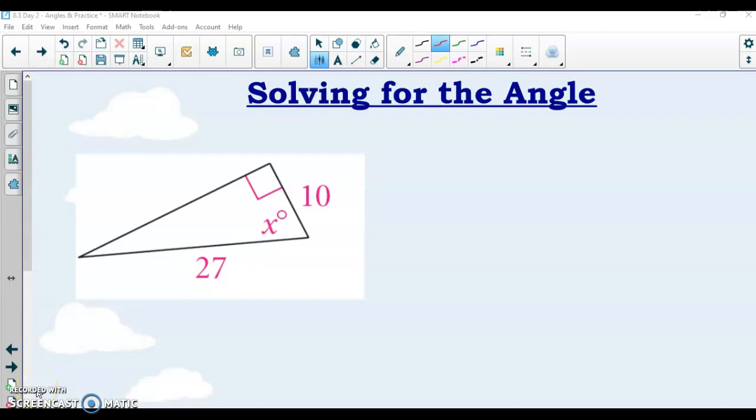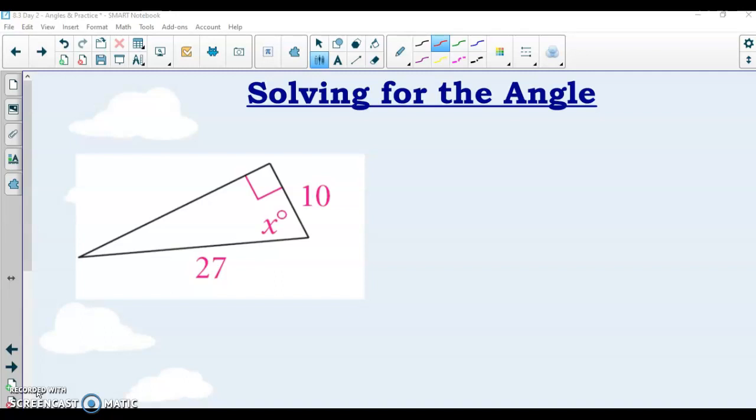Hey everyone, Mr. Russell here to talk to you about how to use trigonometry to solve for a missing angle measure. That's all we're going to focus on in this video. So if you're looking at an example where x or a variable is one of the side lengths, please go back and watch the video called Using Trigonometry to Solve for Missing Side Length.